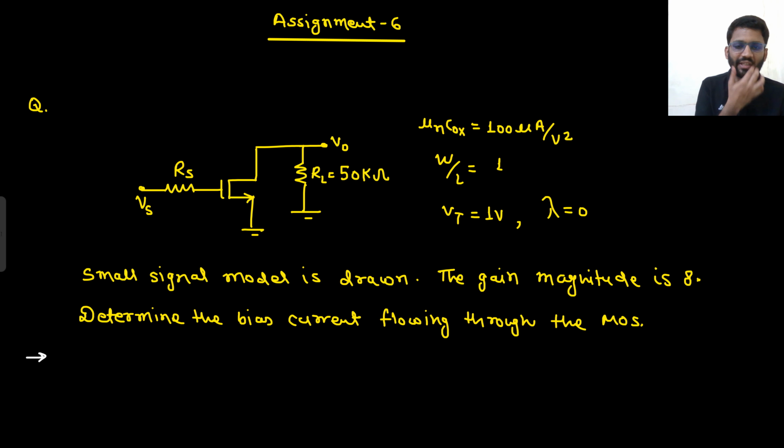Now I will give the solution of all the questions one by one. So let's start solving the first question. So mu n Cox W by L value is given, Vt value is given, and it is given that lambda is 0. They are saying that the small signal model is drawn. So this is the small signal model.